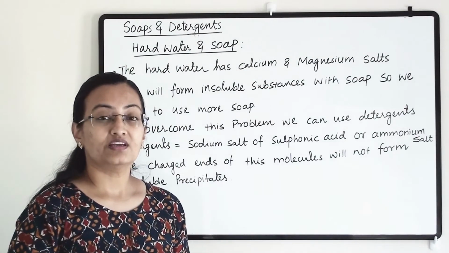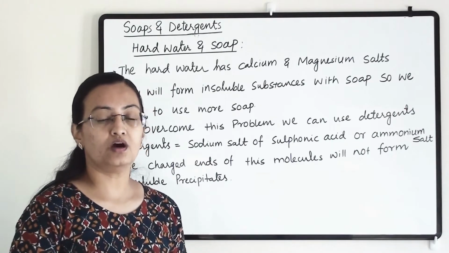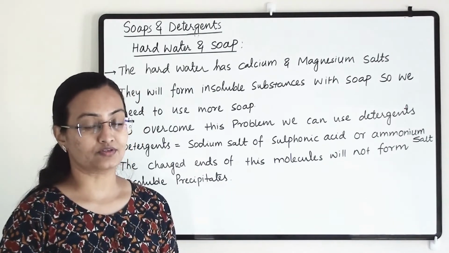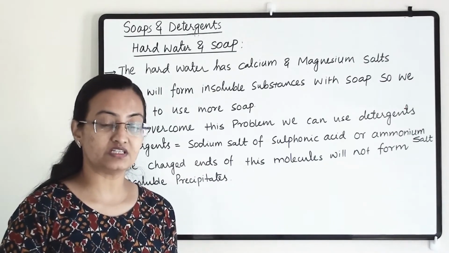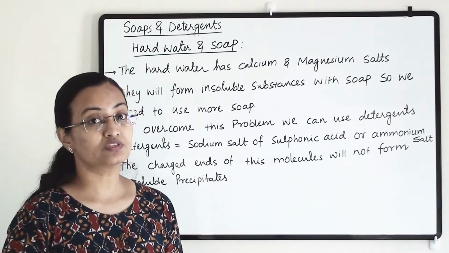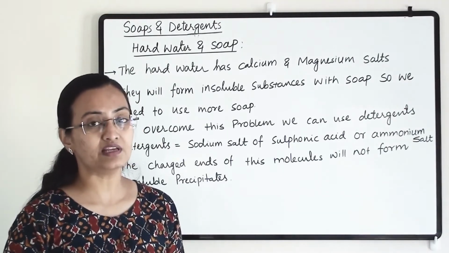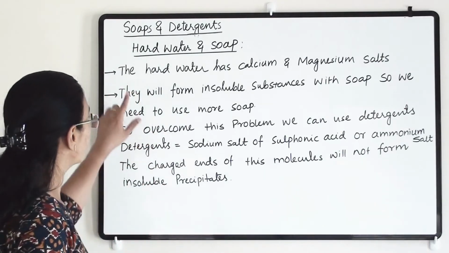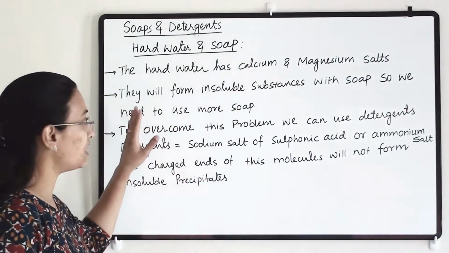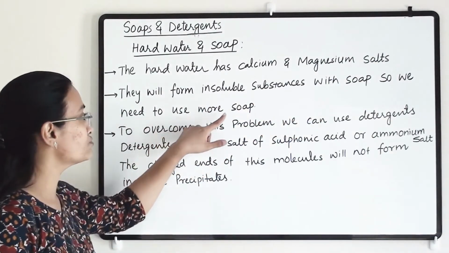In hard water there are salts of calcium and magnesium. So when we are using soap along with hard water, these calcium and magnesium salts will interfere with soap action. They form an insoluble precipitate, and because of that we need to use more soap. To overcome this problem we can use detergents, which will not interact with calcium and magnesium salts and will give us proper cleaning action. So hard water has calcium and magnesium salts. When we use soap along with hard water, they will form an insoluble substance with the soap, so we need to use more soap.